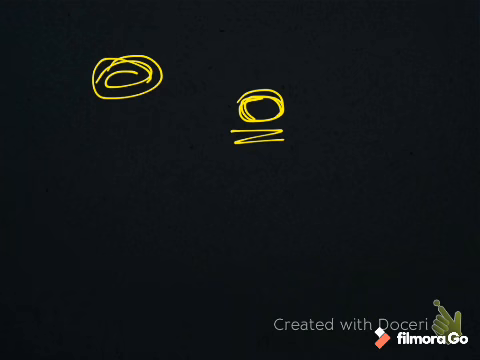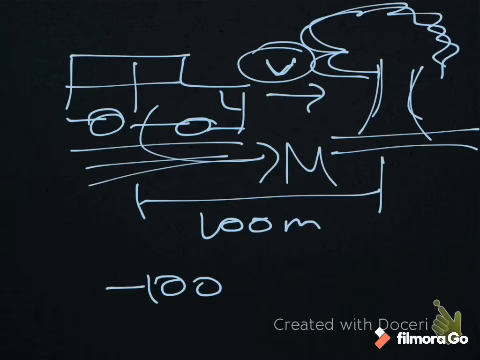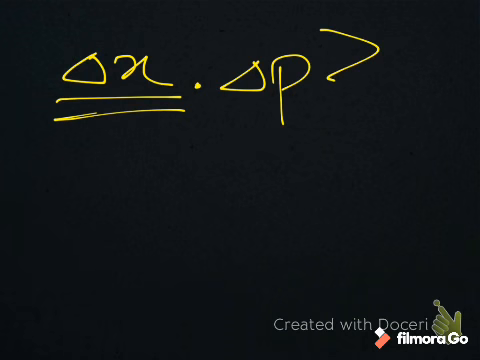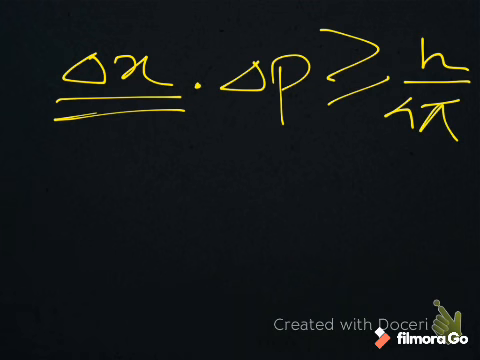So without further delay, let's come to the explanation of this principle. This principle basically states that the uncertainty in position, if multiplied with the uncertainty in the momentum, is greater than or equal to some constant, and this constant turns out to be h by 4 pi, right?